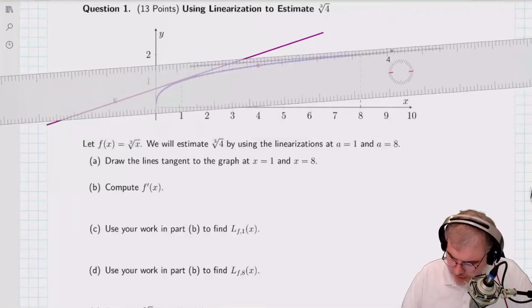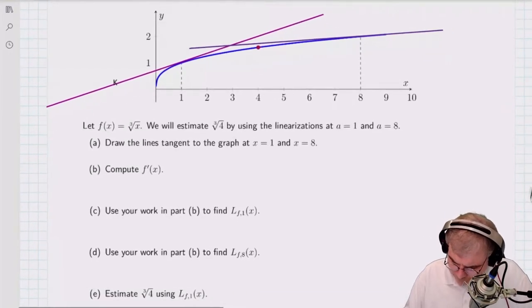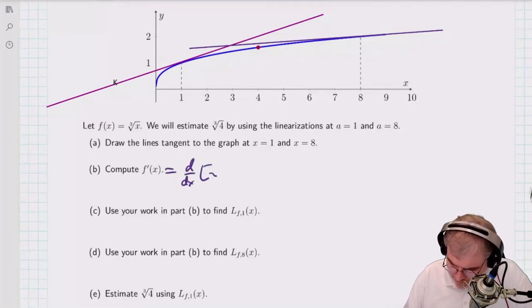Compute f prime of x. Let's get rid of the ruler. So f prime of x is going to equal d over dx of x to the 1/3, which equals 1/3 x to the 1/3 minus 1, which equals 1/3 x to the negative 2 over 3.